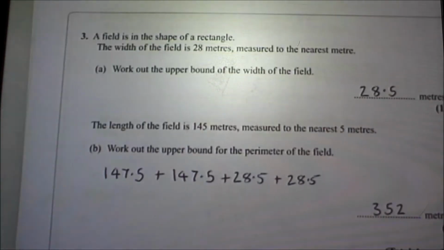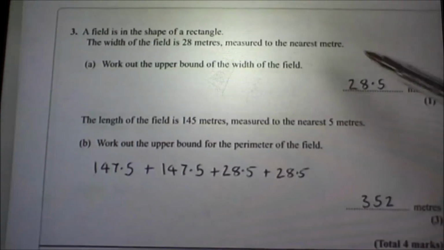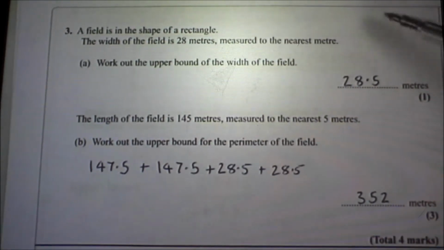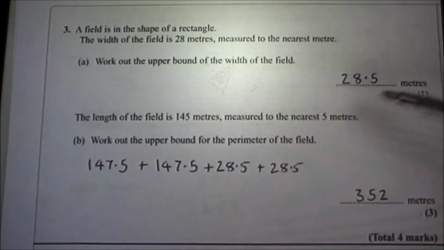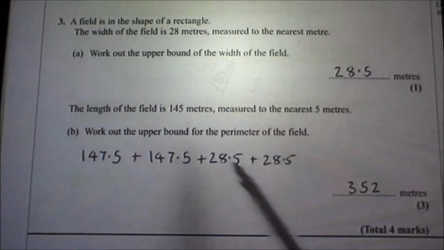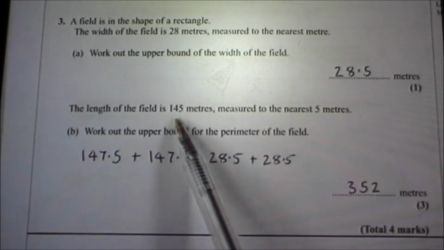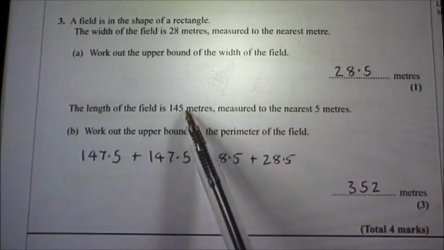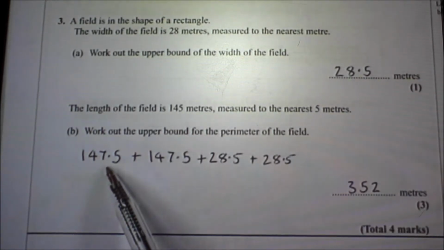Question 3. A field is the shape of a rectangle. The width of the field is 28 metres to the nearest metre. Work out the upper bound of the field. 28.5 is as high as it can possibly be. Work out the upper bound for the perimeter. The length is 145 to the nearest 5 metres, so the biggest that can be is 147.5.